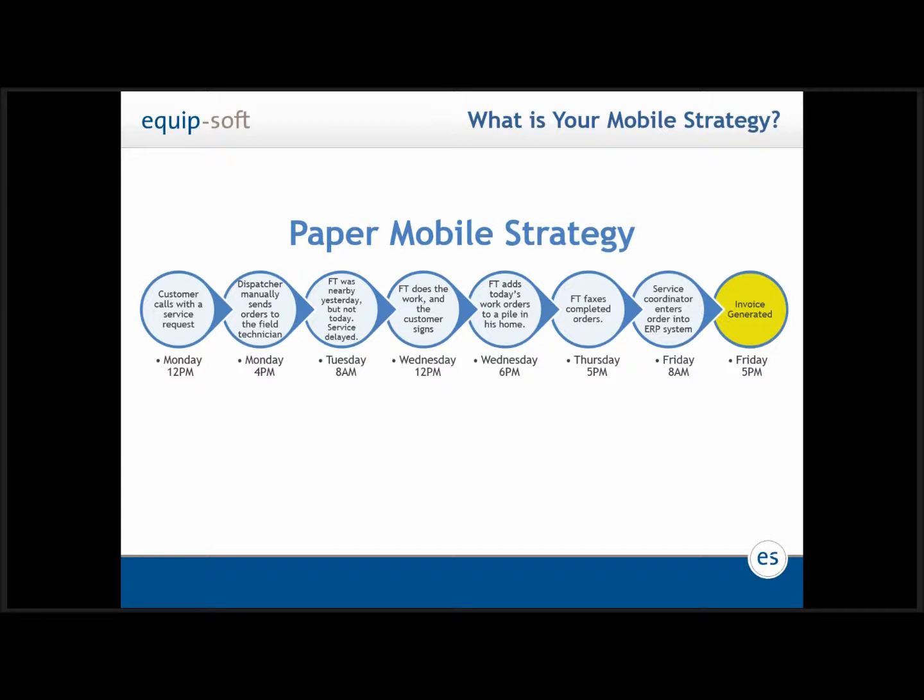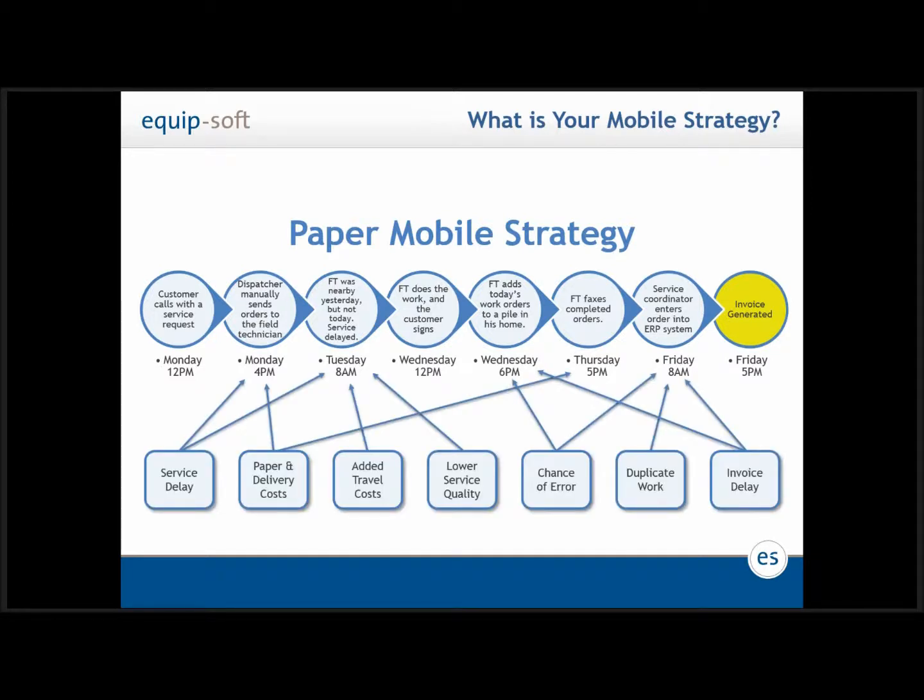So, summary. You generate a service delay, you increase your paper and delivery costs, you add travel costs, you lower your service quality, you're adding a chance of error by reprocessing this paperwork. You're certainly doing duplicate work from the service side, and you're creating a delay in terms of the invoice.